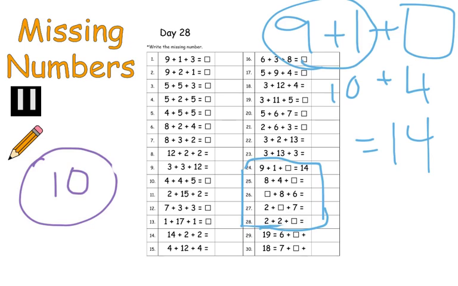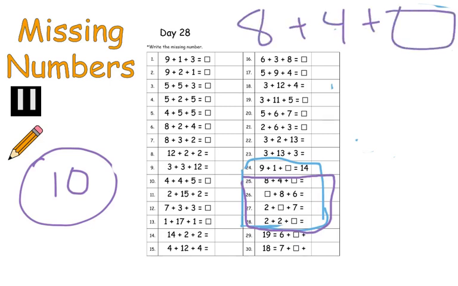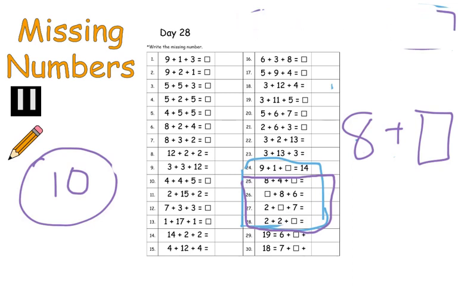So the others down here that don't have the answer there, I still want you to make 10. So 25. We have 8 plus 4 plus something. You need to use 8 and a number to make 10. Okay? And then you need to tell me what it equals.